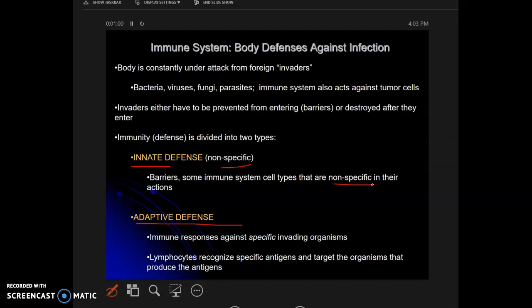Adaptive defense, on the other hand, is the immune response against a specific invading organism. So, for example, a particular lymphocyte will recognize a specific antigen on a specific organism. All right. So here, let's talk more about innate defense.